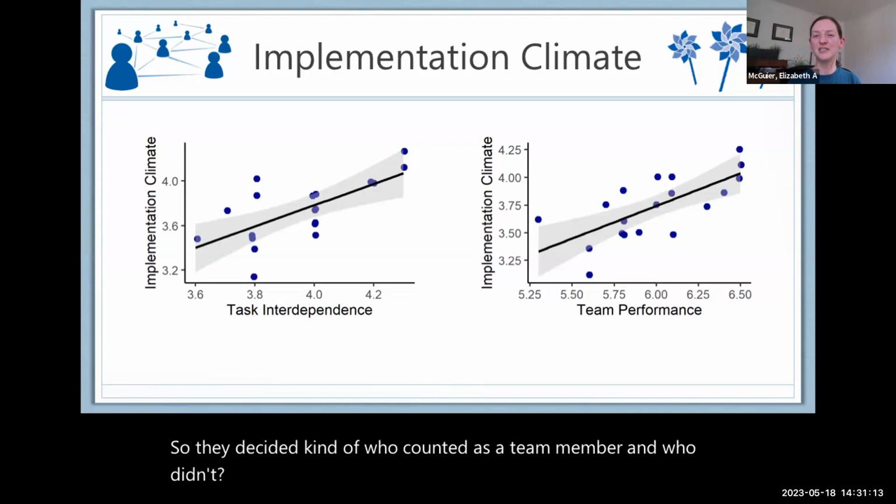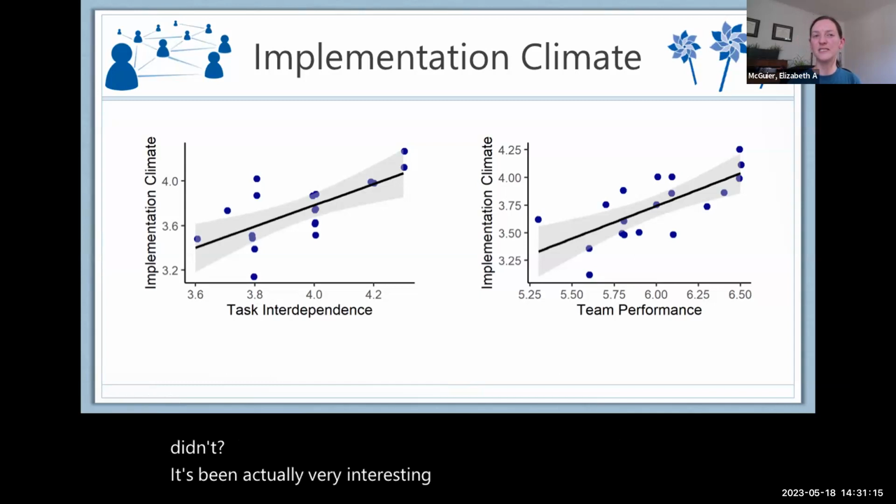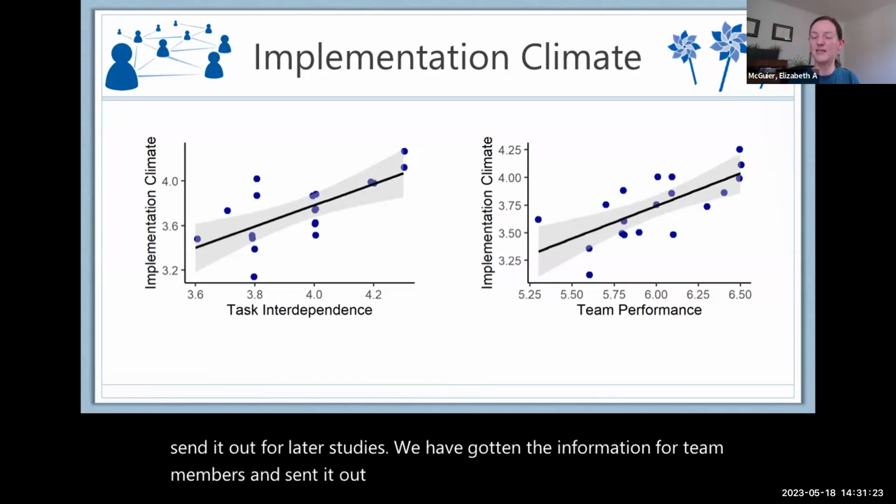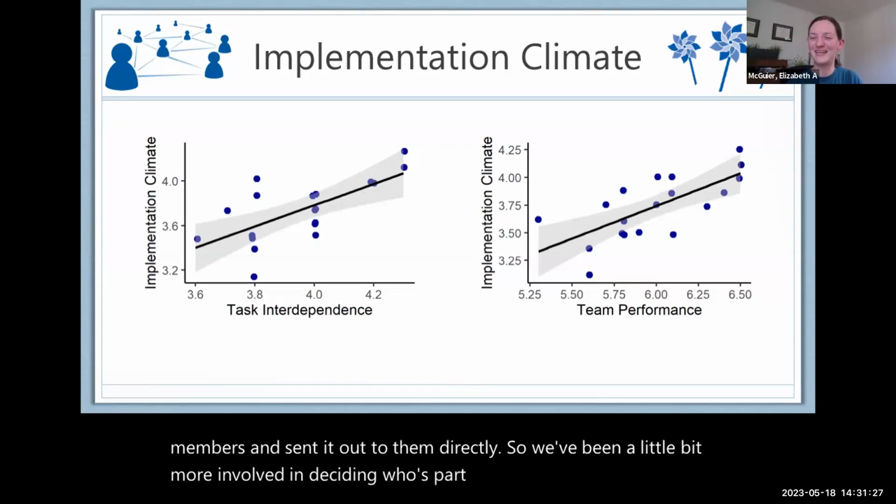It's been actually very interesting. For this study, we had the directors send it out. For later studies, we have gotten the information for team members and sent it out to them directly. So we've been a little bit more involved in deciding who's part of the team and who's not.